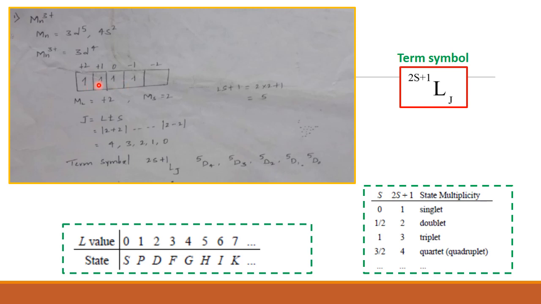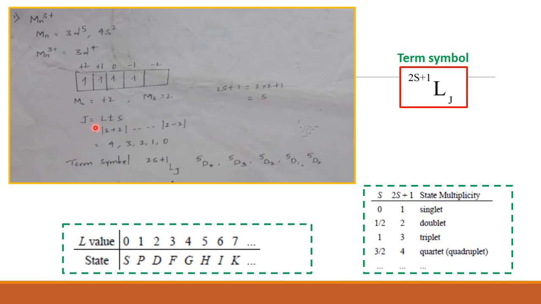Plus up and plus up is 1. 1 plus up is 3 by 2, and plus up is 2. Here the MS value is 2. So the spin multiplicity, 2S plus 1, is 2 into 2 plus 1, which is 5. So when the resultant spin is 2, automatically we get 5. So we are getting a pentet here.